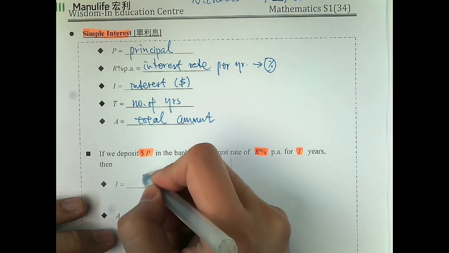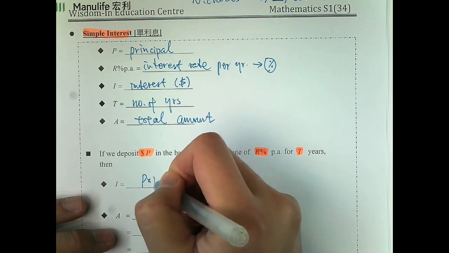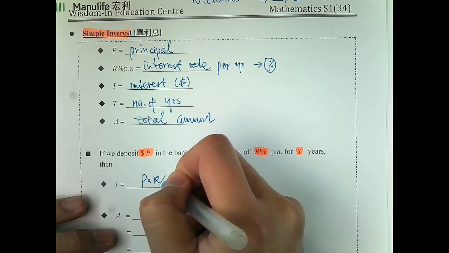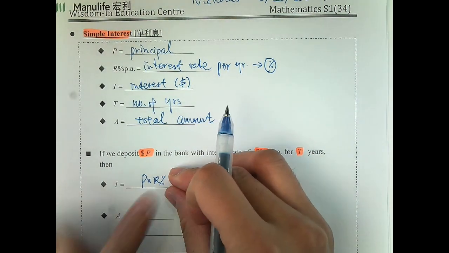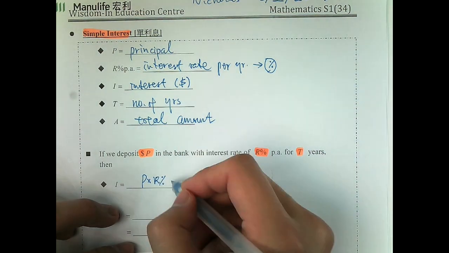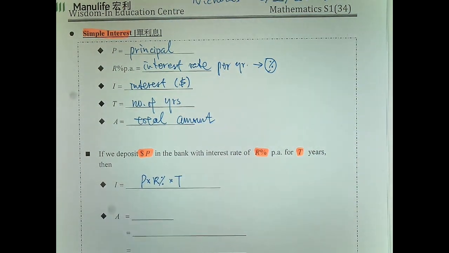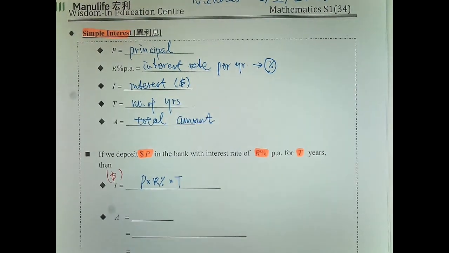Okay, you first calculate the interest you got in 1 year. Okay, just P times R%. This is the interest of 1 year. Understand? But you save it for T years, so you times T. Okay, you get this much of interest. Okay, understand? So again, this is the dollar unit, not percentage unit. Understand?